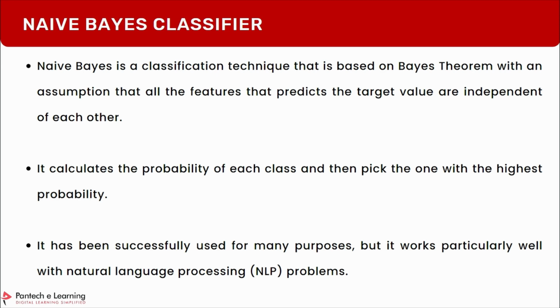And what does it do in the math? It calculates the probability of each class. First it will calculate the probability and then pick the one with the highest probability. Whichever has the highest probability will be picked. Simple. So it works based on probability, and it has been successfully used for many classification purposes with your data, but it performs particularly well with natural language processing problems. Later, when we discuss NLP, we will use this naive Bayes classifier for classification problems.